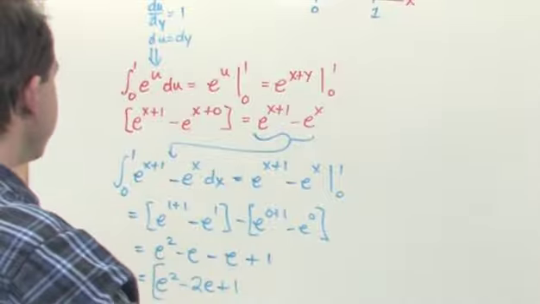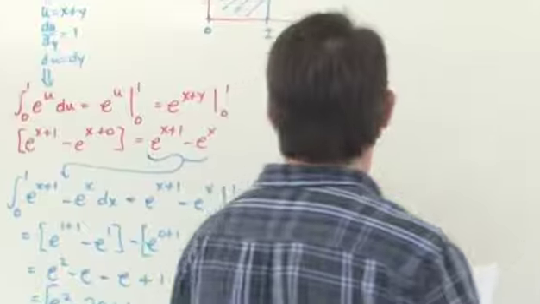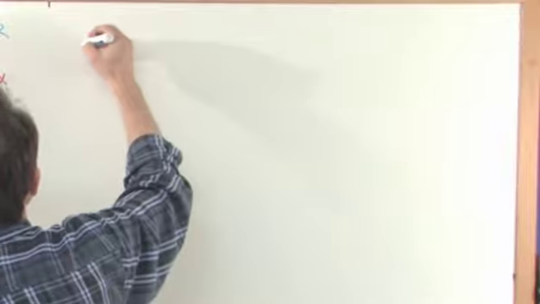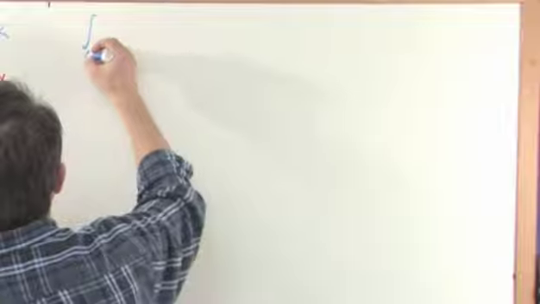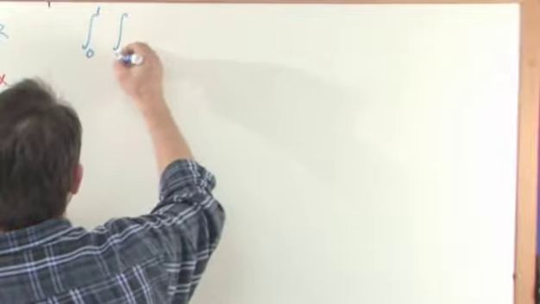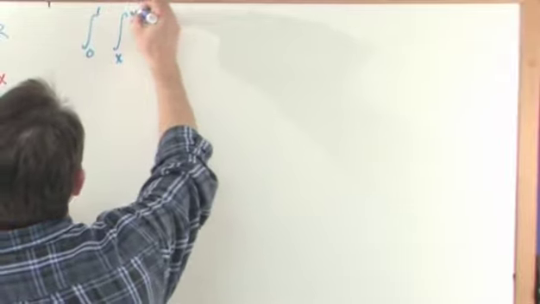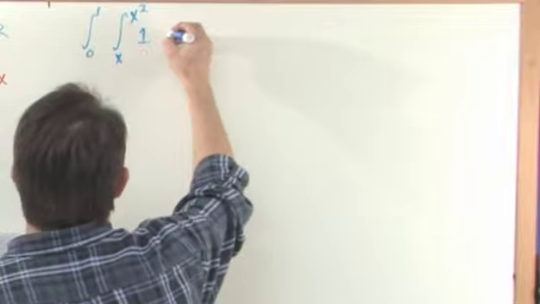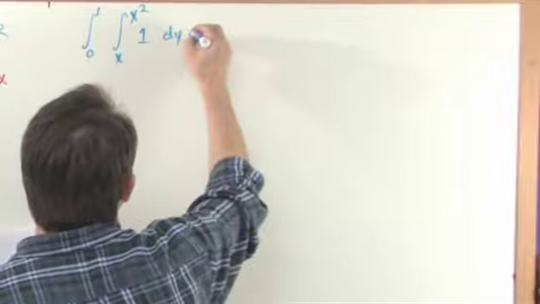Okay, so you can see it's pretty systematic. You integrate the inside, then you integrate the outside. You just have to make sure you plug in your limits of integration appropriately. What if you were given the integral from 0 to 1, and then here's something a little bit different, the integral from x to x squared of 1, that's what I'm integrating, dy dx.